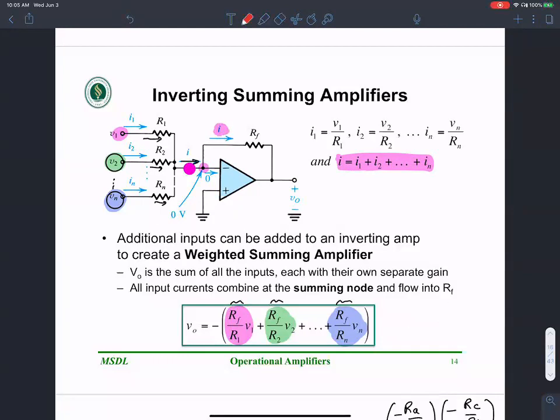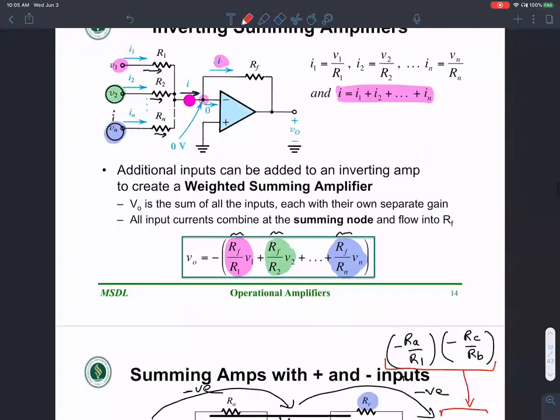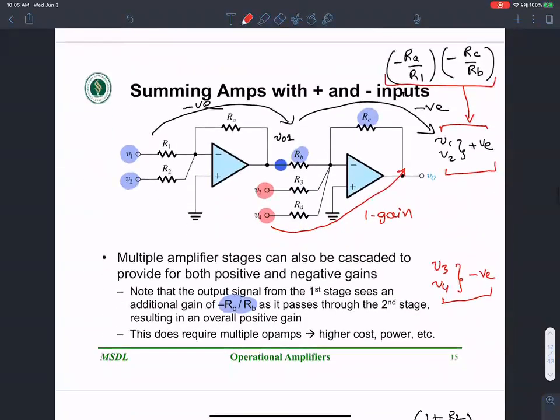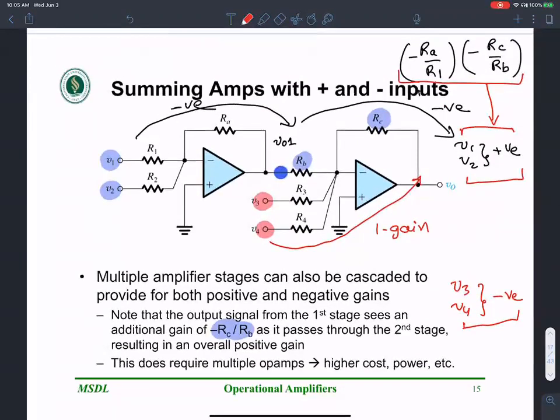So summing non-inverting amplifier. Then we went on to talk about summing amplifier with positive and negative inputs. As you can see, there are two stages of op-amps. Okay, two inverting amplifiers. When you cascade them back to back, their negative gains multiply each other to give you a positive gain. So V1 and V2 shown at the extreme left, they have to go through two negative gain stages. So their overall gain is going to be positive.